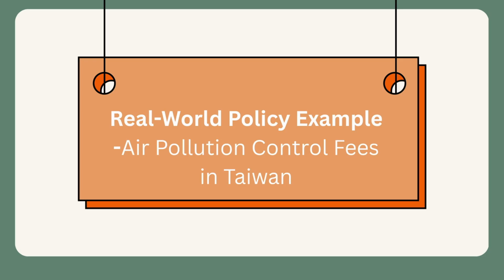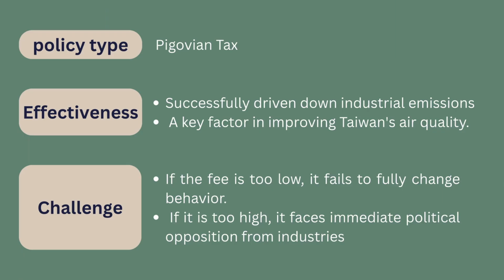Now let's introduce a real-world policy example: the air pollution control fee in Taiwan. A real example is Taiwan's air pollution control fee. This is a direct Pigouvian tax. Polluters pay a fee based on how much pollution they emit. The fee converts external costs into private costs, encouraging firms to adopt cleaner technologies.